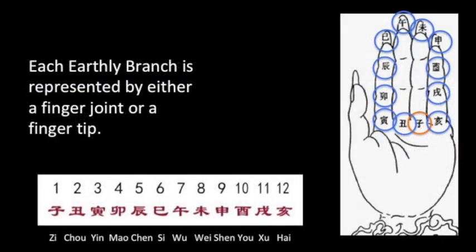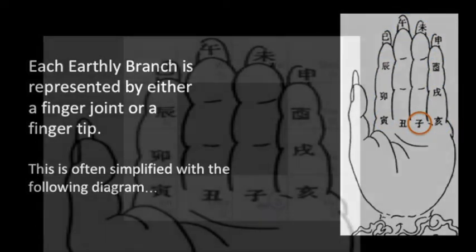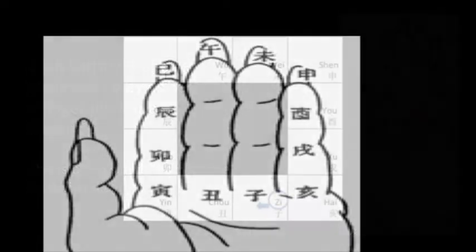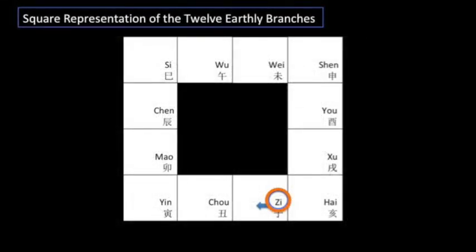For blind astrologers, each one of the 12 earthly branches corresponded to either a finger joint or a fingertip, as you can see in this picture. This relationship was often simplified as shown in this diagram. Let's see how we can put this to use to help us in Western astrology.